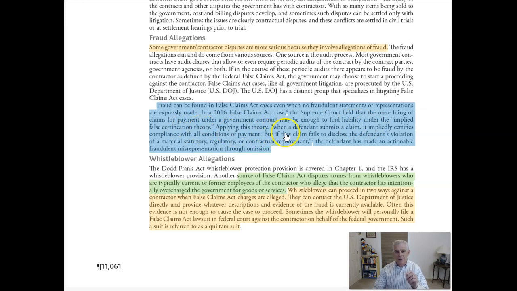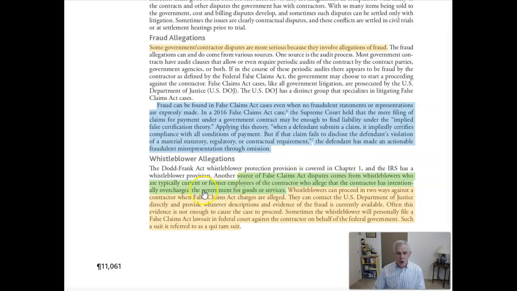Applying this theory is very interesting. When a defendant submits a claim, it impliedly certifies compliance with all conditions of the payment. So just the fact of filing the claim for compensation under the contract, you've done your work, you produced your product, you file the claim, the government pays you. Filing that claim is you certifying this is accurate. And if it's not, then it could be brought up later on as, like it says here, fraudulent misrepresentation through omission.